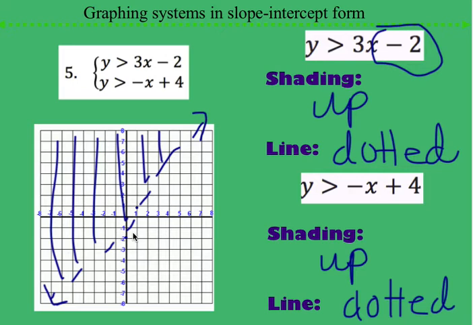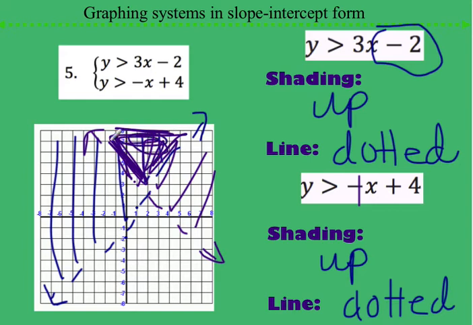Now let's take a look at the second one on number 5. For the second one, I'm crossing the y-axis at 4 because that's what's being added on. Then my slope is -1, which is the same as down 1, right 1. Down 1, right 1. And that's going to also be dotted. And again, I'm going to shade up from the line. So I noticed that my two lines intersected here. That's where the two shadings cross. So I'm going to shade that in extra dark to show that that's the shaded region.